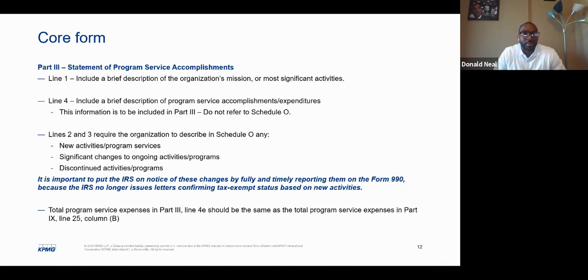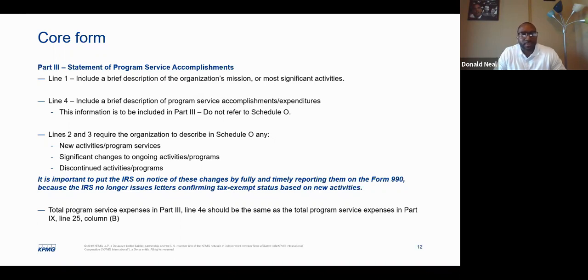And as we get down to Part 4 of our program service accomplishments, we want to brag about how well we're doing. We want to talk about the great programs that we have, because as an organization applying for grants, as you send those grant applications in, the information that they ask for is your audited financial statements, a copy of your Form 990, and they ask for very detailed information in regards to what your programs are doing.